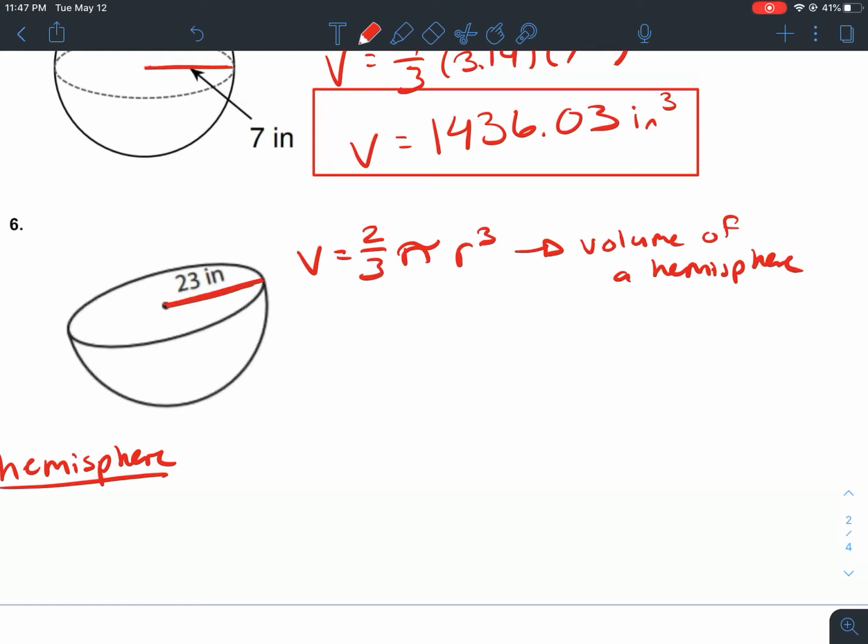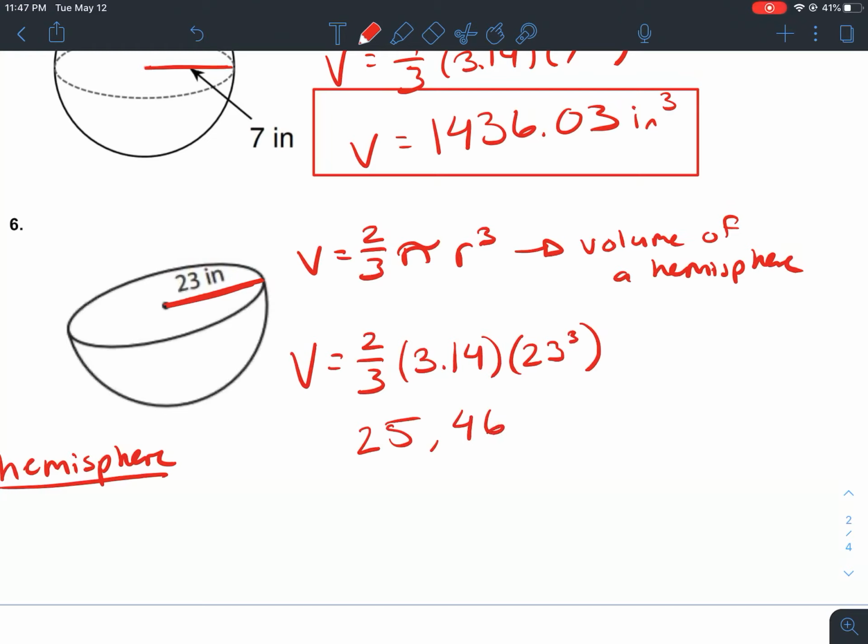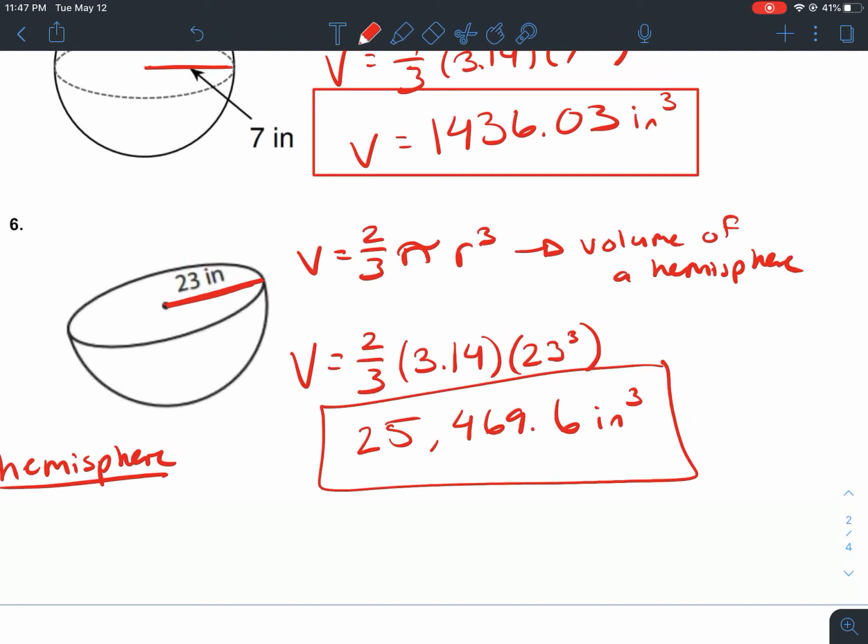So if we look at the figure they gave us, our radius is 23. So that's all we got to plug in. We do volume equals 2/3 times pi, which we will do 3.14, and our radius is 23. I'm going to cube it. We plug that in: 2 divided by 3 times 3.14 times 23 cubed. It's probably going to give me a big number here. So we've got 25,469.6 inches cubed.